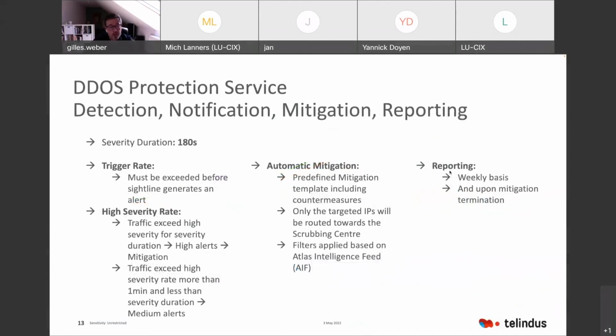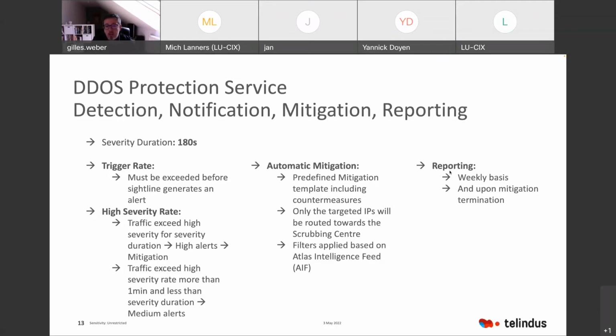So what's going to happen during our protection service? It's about detection, notification, mitigation, and reporting. We heard before that the trigger rates will be some minutes. We speak about 3 to 4 minutes to understand what's going on. When some trigger rates are exceeded, the mechanism pops in depending on the severity rate, and then an automatic mitigation may be activated as defined by the predefined mitigation templates.